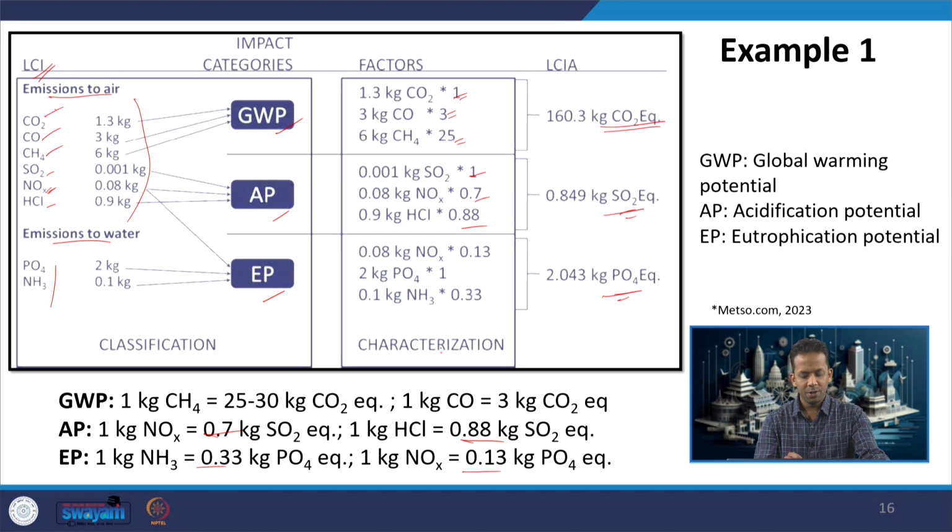The characterization factors for the entire data are known to us. Now, if you just do the simple multiplication and addition, you should get these numbers. For example, let us do 1.